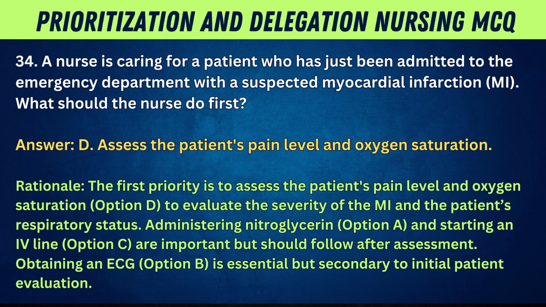Answer. D. Assess the patient's pain level and oxygen saturation. Rationale. The first priority is to assess the patient's pain level and oxygen saturation, option D, to evaluate the severity of the MI and the patient's respiratory status. Administering nitroglycerin, option A, and starting an IV line, option C, are important but should follow after assessment. Obtaining an ECG, option B, is essential but secondary to initial patient evaluation.